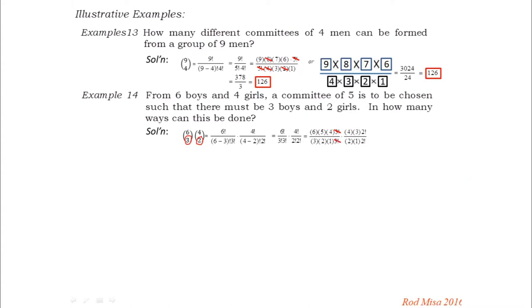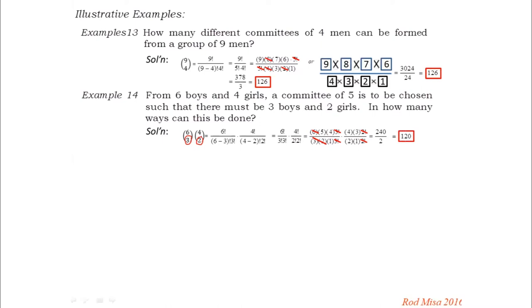And also the 4 factorial in the second factor can be expressed as 4 times 3 times 2 factorial, so that we can also cancel this 2 factorial with the 2 factorial in the denominator. And also we can cancel the 6 in the numerator with the 6 factorial in the denominator. So therefore, we are left with this quotient here, which is 240 divided by 2. And dividing these two numbers, we have 120.